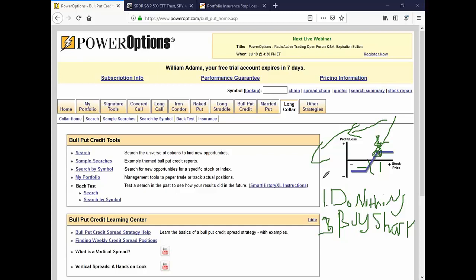Number 1 is do nothing. Number 2 should have been more obvious. Close it and move on. If the market's turned, you've hit your trigger point, you're at a 20, maybe 30, maybe 40% loss of the max you expected to take, close and move on.